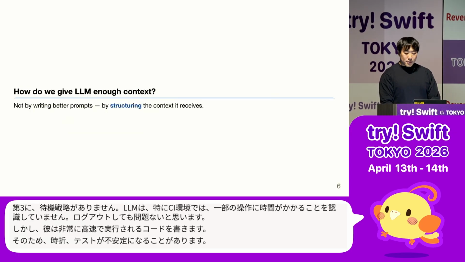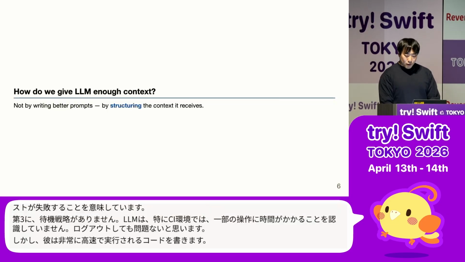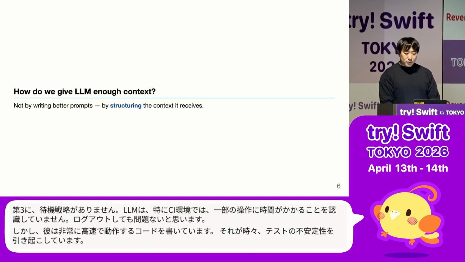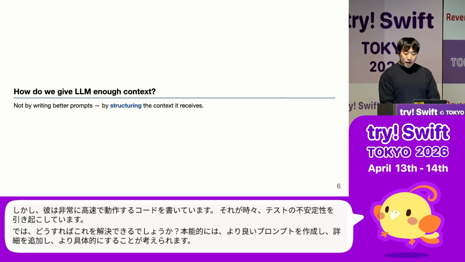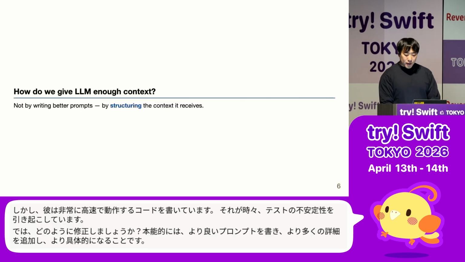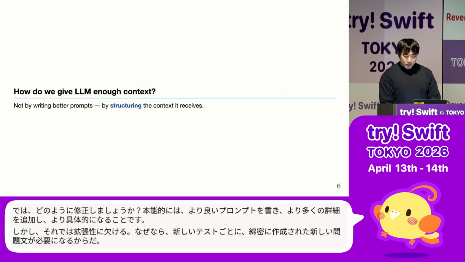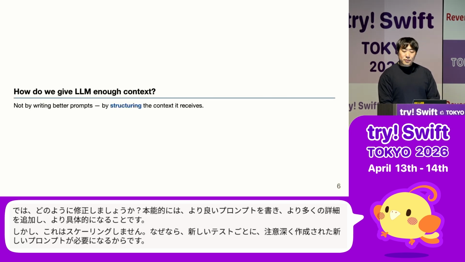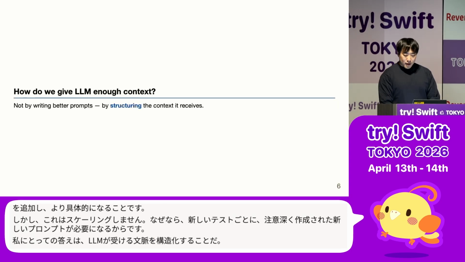So how do we fix this? The instinct is to write better prompts, add more detail, be more specific. But that doesn't scale, because every new test needs a new, carefully written prompt. For me, the answer is to structure the context the LLM receives. Give it files it can read, not instructions it has to interpret.